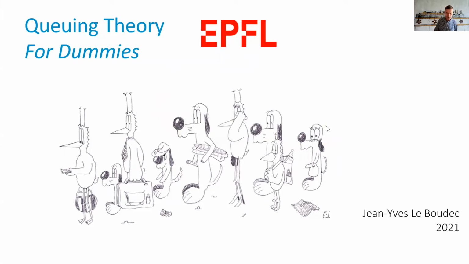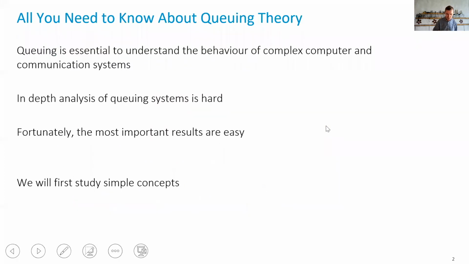Queuing theory is the topic today. Why queuing theory? Well, in the context of complex systems, computer-based systems, queuing is happening everywhere. So queuing is essential to understand the behavior and the performance of the systems that we are building or analyzing.